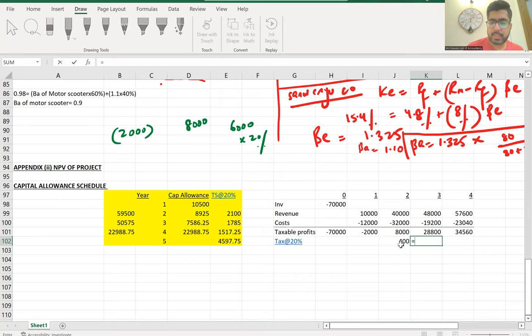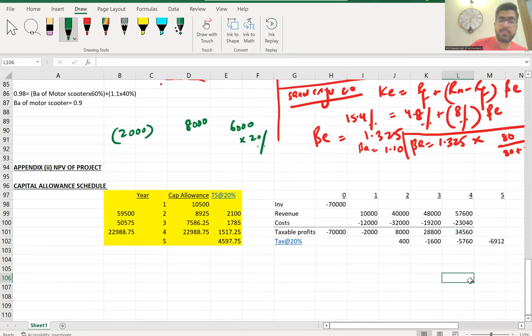Okay, in the next year, year two, 8000 is the profit you will pick because tax is in arrears. So 8000 into 20%, 1600 pay tax. In year three, 28800 is the profit. You pay 20% tax next year. And year four tax will be paid in year five. The 34560 profit, pay in year five.